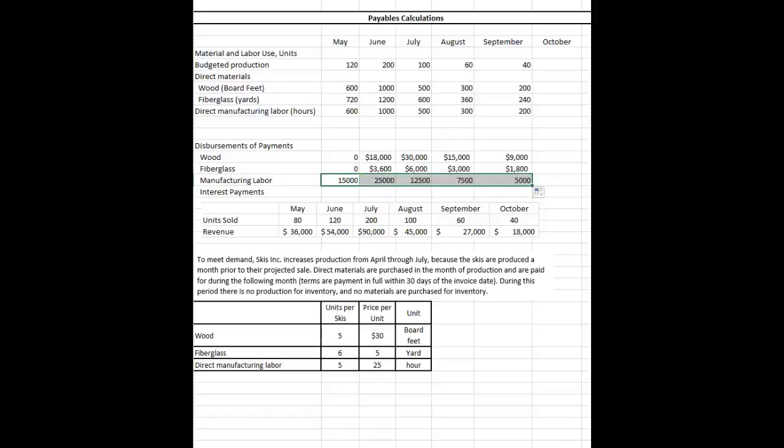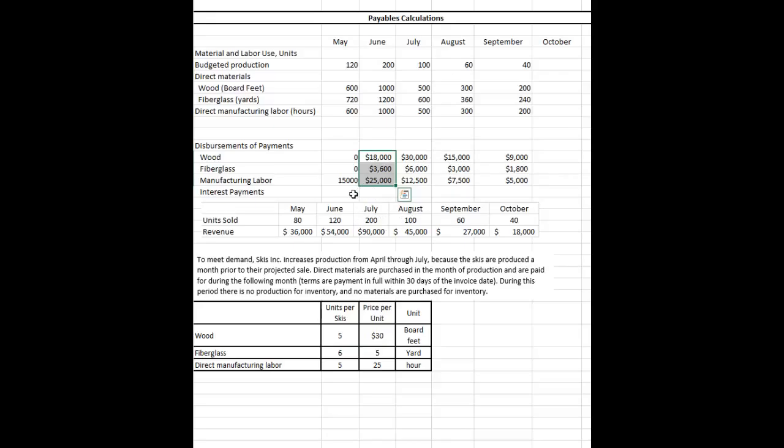And so this is, let me deal with the formatting here, sorry. Okay, so those are my payments for June, material and labor, and July material and labor, August and September material and labor.